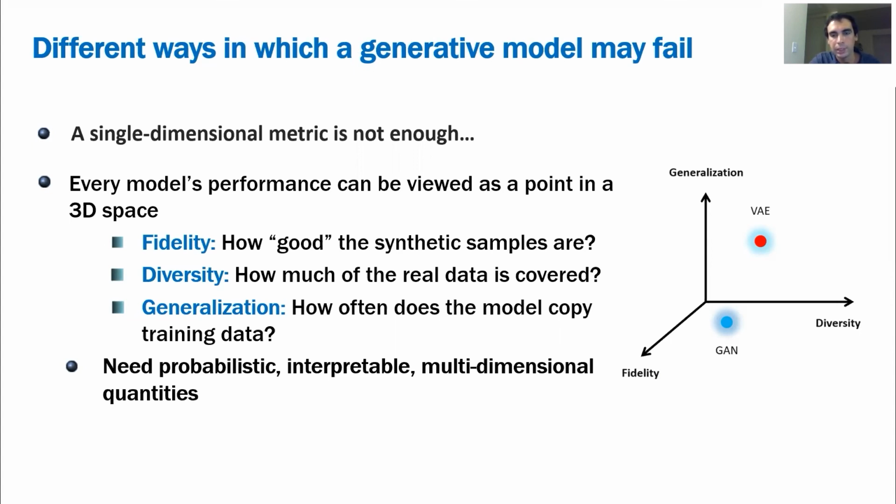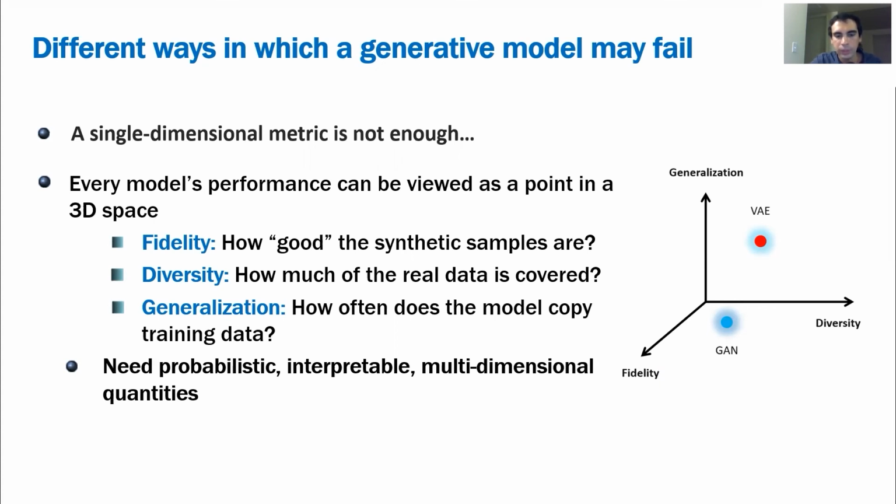So how much of the real data is actually covered by the model? Is the synthetic data diverse enough that it represents the variance in the real data? And generalization or memorization, which is how often does the model copy the training data? To what extent is the synthetic data really novel and really a sample from the distribution of the real data and not a copy of individual, specific real samples in the training data?